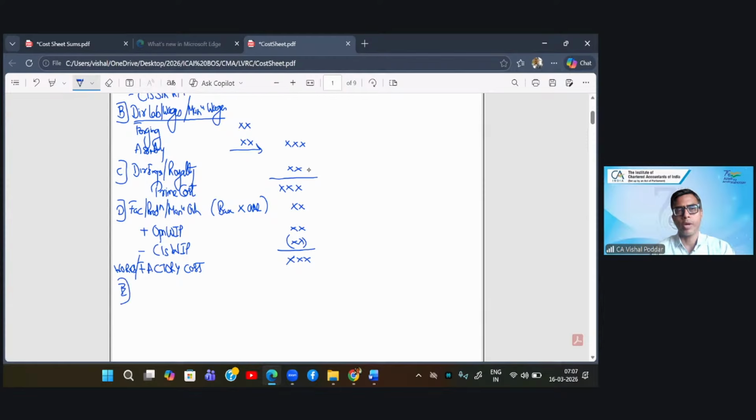To this, you add administration overheads, those administration overheads which are related to production. Now, there are two types of admin overheads. If it is related to production, it is added over here. This will give you your cost of production. To that, you'll add the opening stock of finished goods, and you will subtract the closing stock of finished goods.